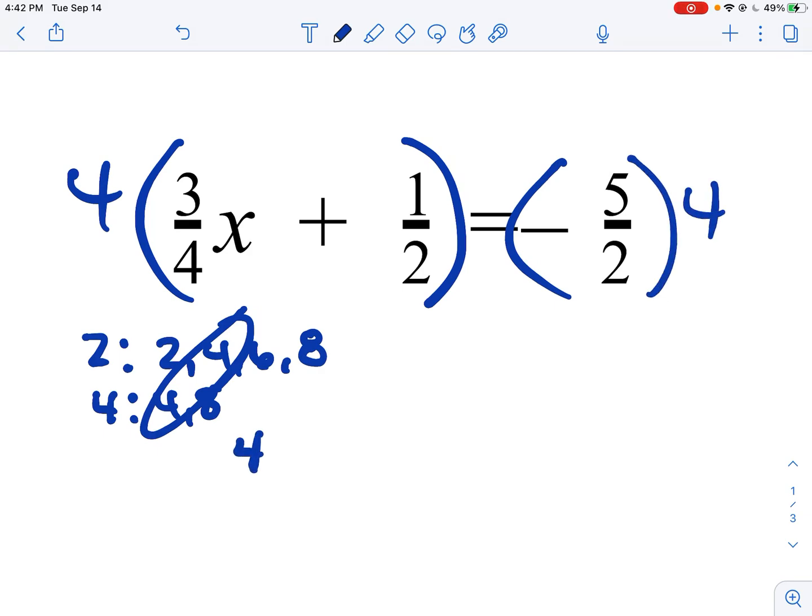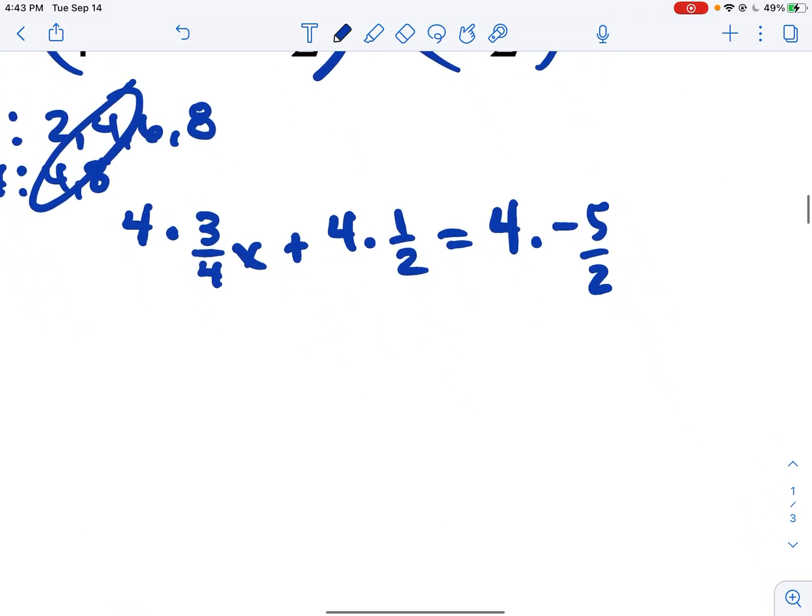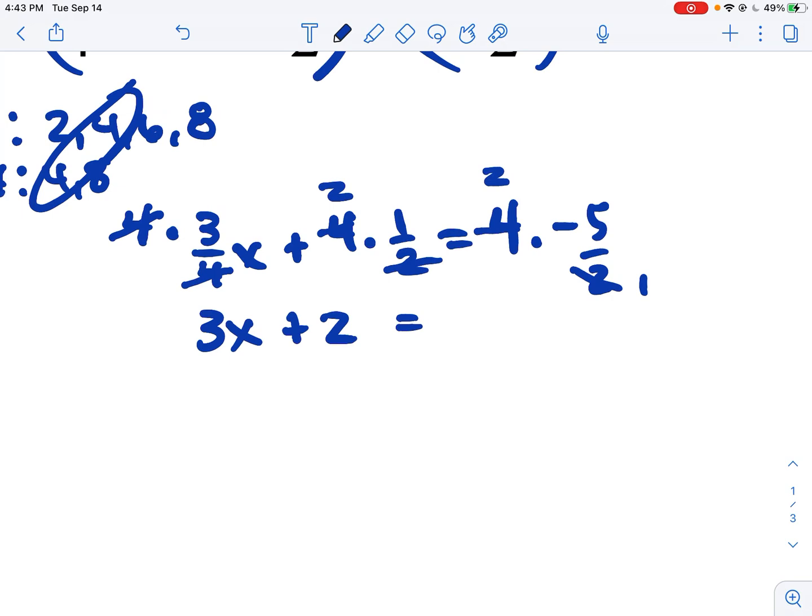So I get 4 times 3/4 x plus 4 times 1/2 equals 4 times negative 5/2. This 4 cancels with this 4 and I get 3x. This 2 goes into this 4 2 times, so I get 2. 2 goes into 4 2 times. 2 times negative 5 gets negative 10.